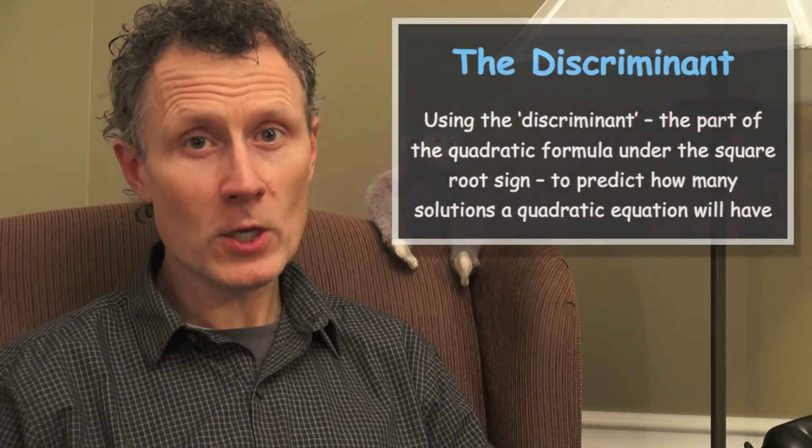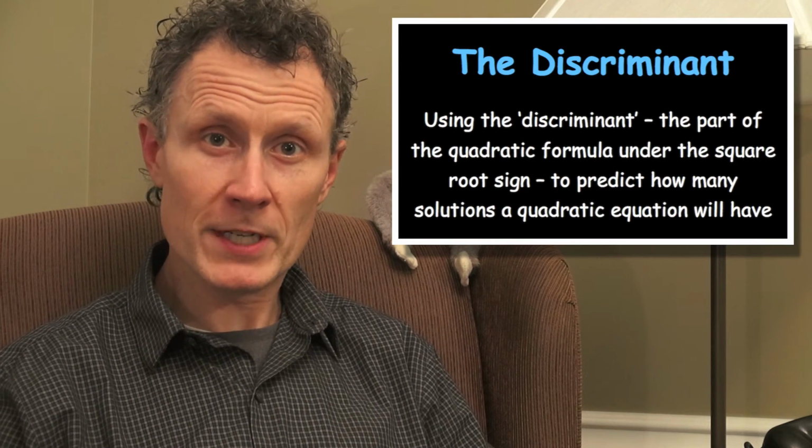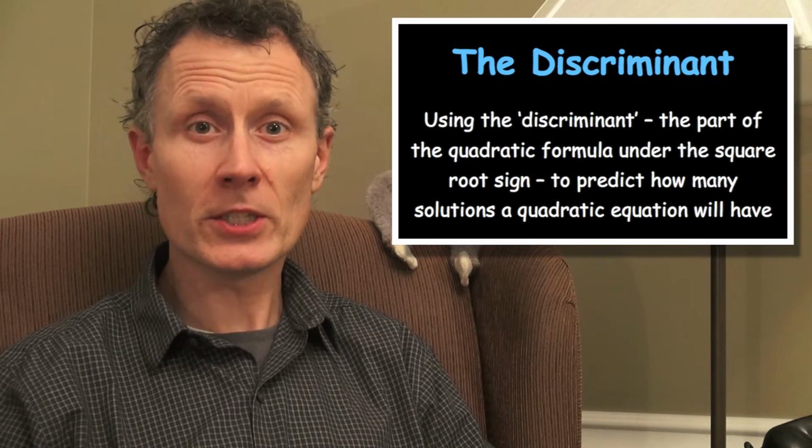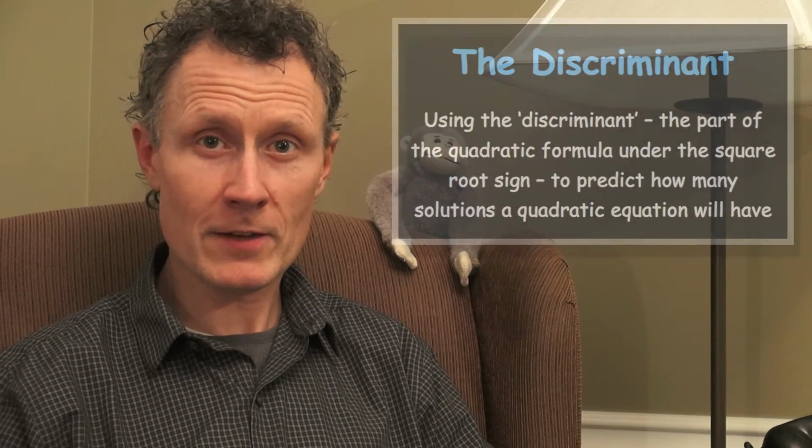Hey there, in this video we're going to look at something called the discriminant, a part of the quadratic formula that you can use to decide how many solutions a quadratic equation is going to have. Let's look at that right now.